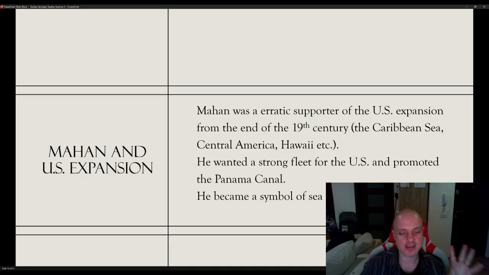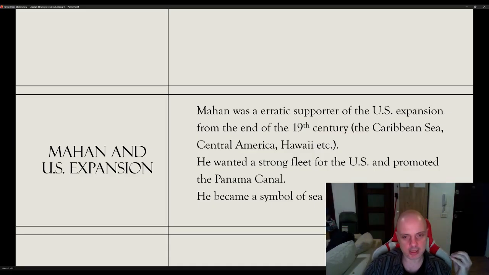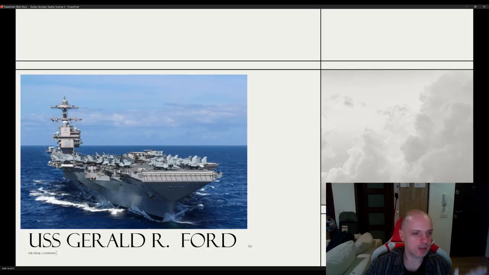So he's linked with this idea that the United States must have the strongest fleet. And even today, this message is important, and in a way, the quote from the beginnings is true. The prophecy of Mahan is still important in U.S. policies, U.S. strategies.